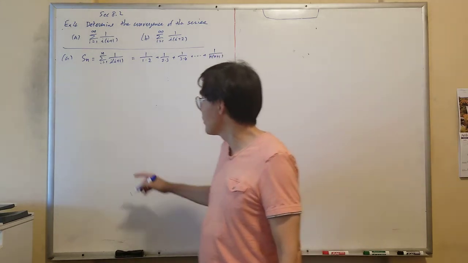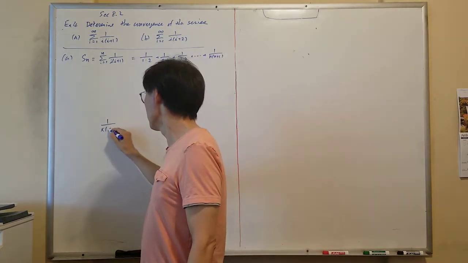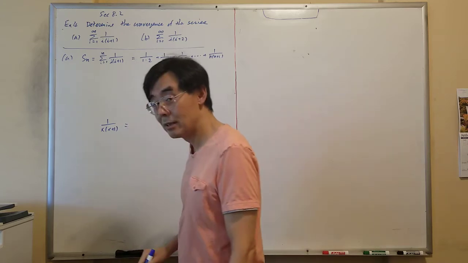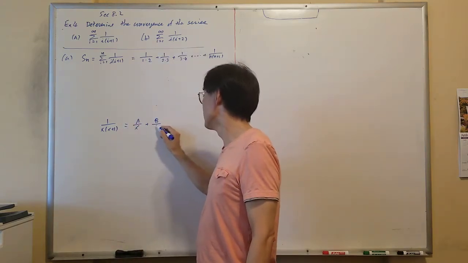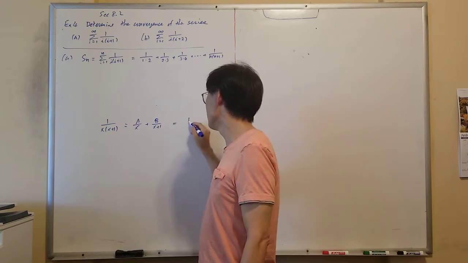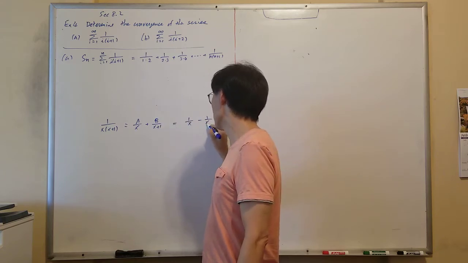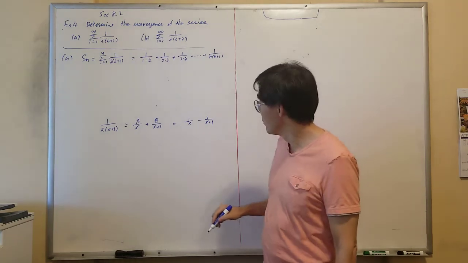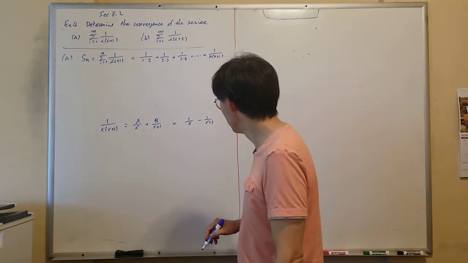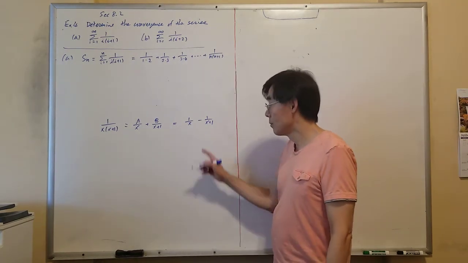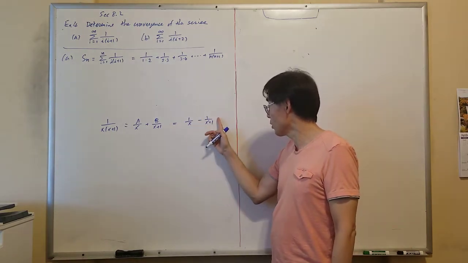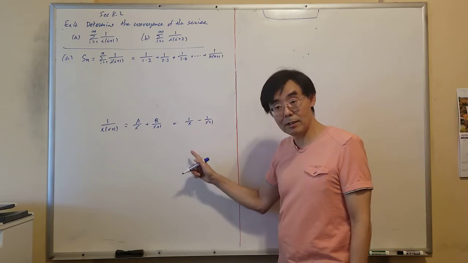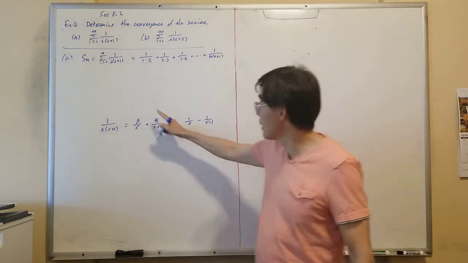Now, you remember the partial fractions? If you do this, you will find that this is going to be 1 over x minus 1 over x plus 1. Okay? So if you combine it, x plus 1 over x plus 1, x over x, the x's cancel, 1 over x times x plus 1. Just like that.